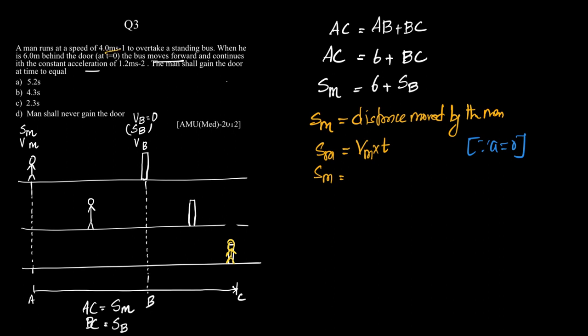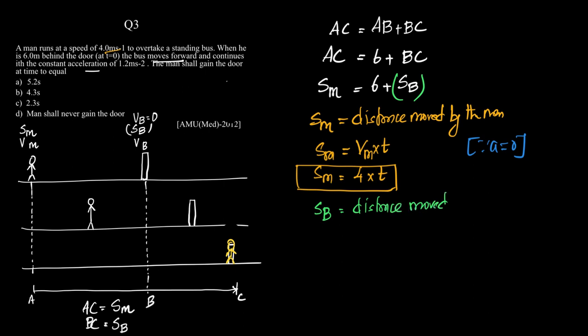It is given as 4 meter per second. So we have 4 into t, since we don't know the time, let the time be t. What is SB? SB is the distance moved by the bus. So SB will be equal to, the equation is UB into t plus half into AB into t square, right?